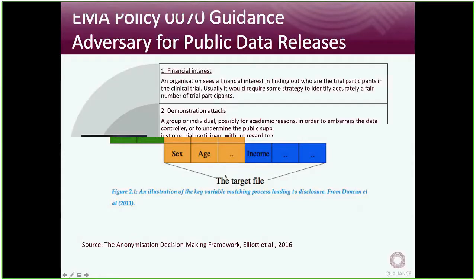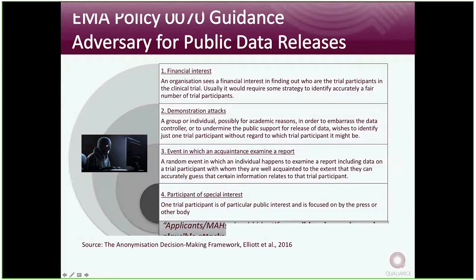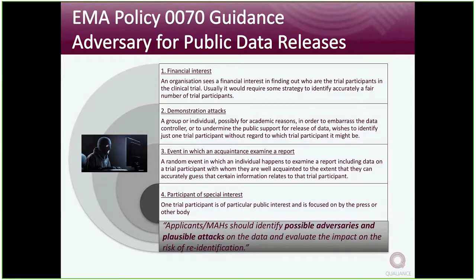So Policy 70 is discussing the different types of possible adversaries and plausible attacks, and there are 4 of them that are mentioned. The first one is driven by financial interest, where an organization sees a financial interest in finding out who the trial participants are, and will usually require a strategy to actually identify a fair number of trial participants to make the search worthwhile.